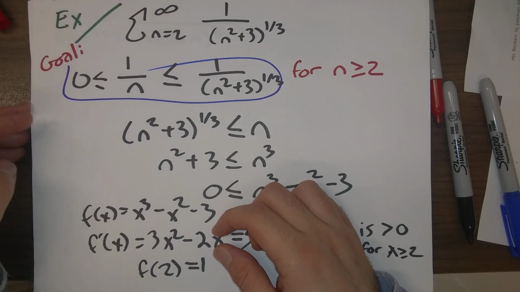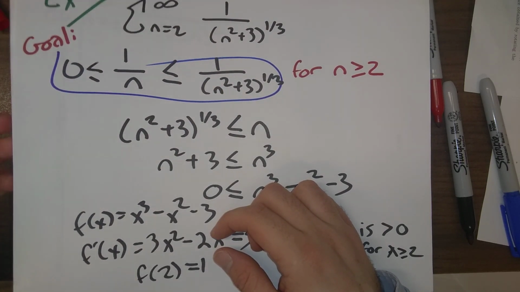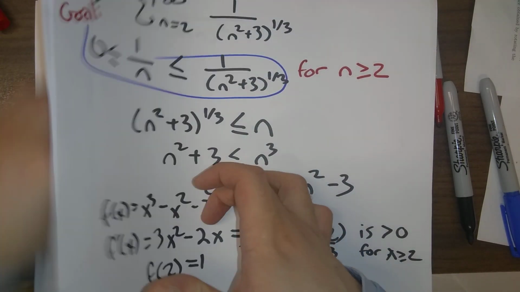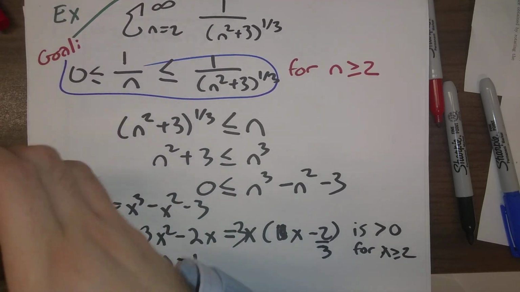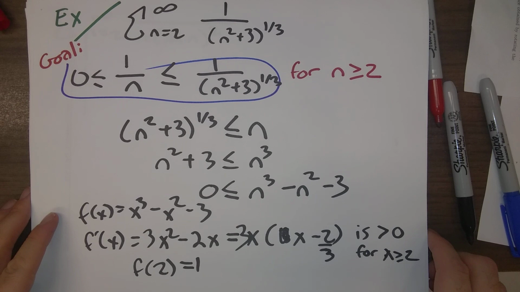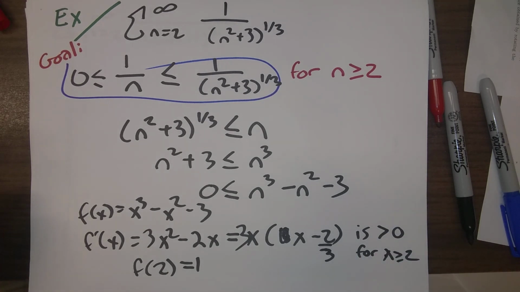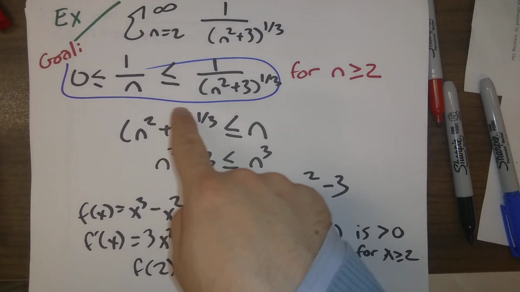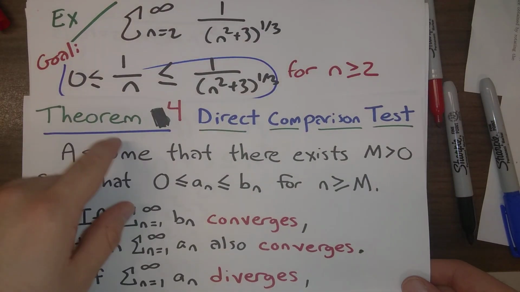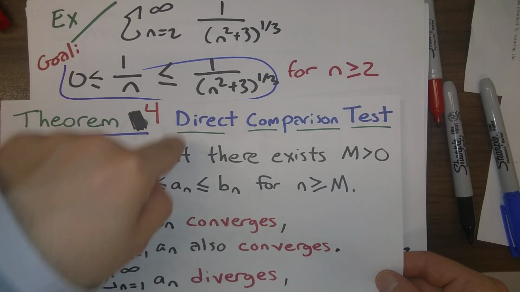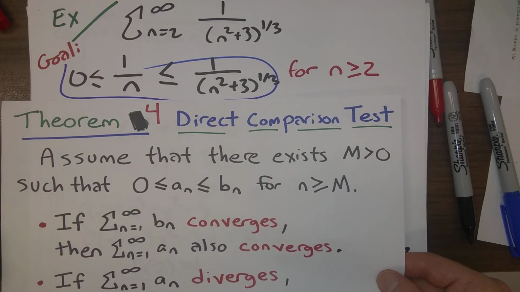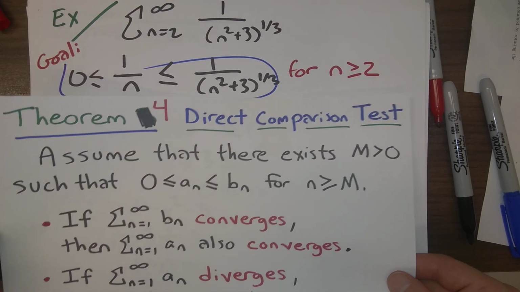Okay, so far so good. Now let me get a fresh sheet of paper here. Now we are in business to be able to apply the direct comparison test. We've got 0, so 1 over n is going to be our a sub n, and 1 over the cube root of n squared plus 3 is going to be our b sub n.